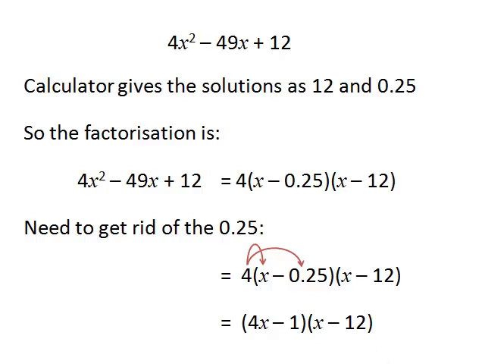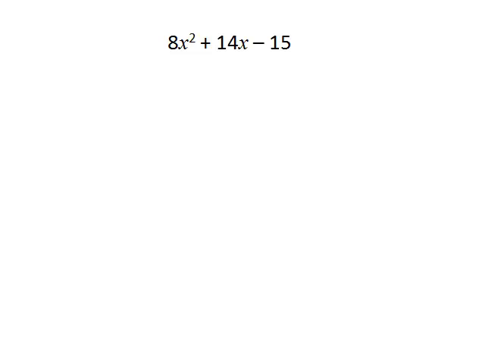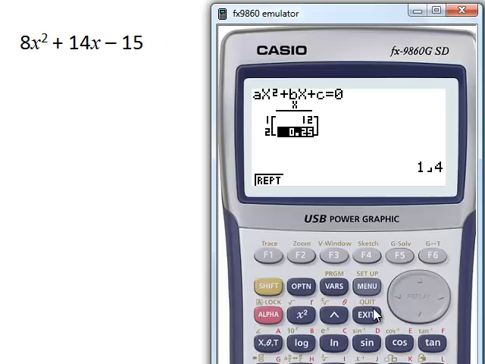That's our answer. It's nice to check it. 4x times x is 4x squared. 4x times minus 12 is minus 48x, minus 1 times x is minus 1x, so minus 48 and minus 1 is minus 49, and minus 1 times minus 12 is 12. Always useful to check. And we'll do another one, and this is as hard as they get. So we factorise it.